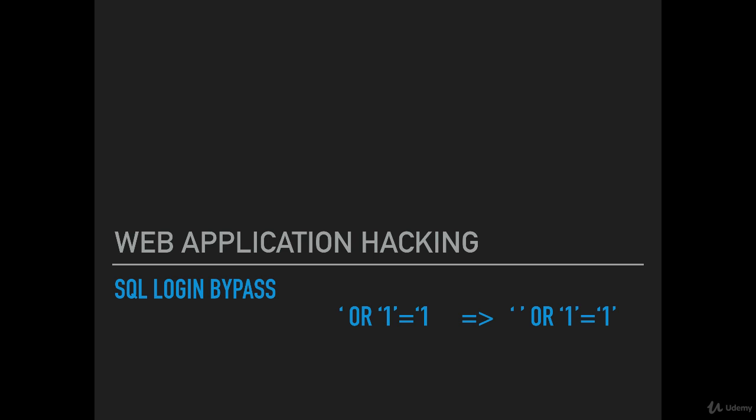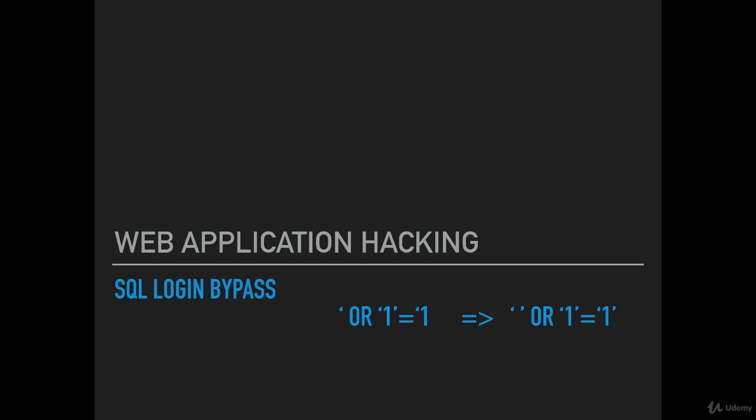So you can see here, this query is written as ' or '1'='1. Whenever it reaches the database, the two quotes get added: the first one at the start of the query, and the second quote at the end of the query. So it becomes ' or 1 equal to 1.